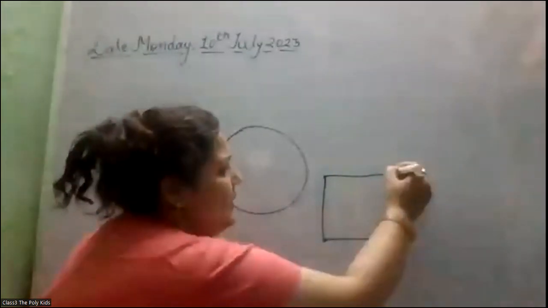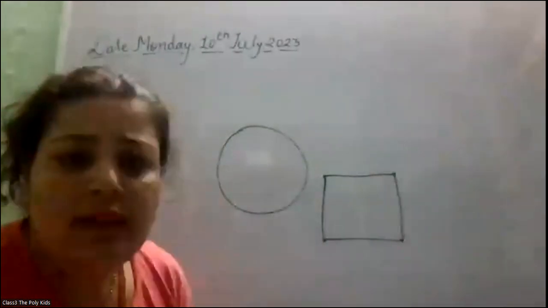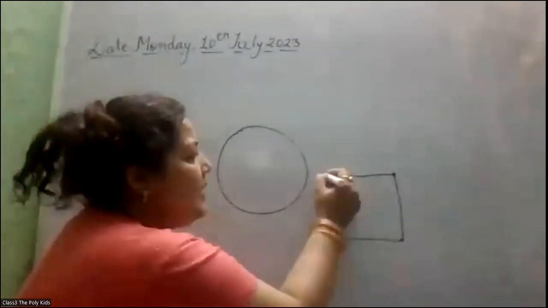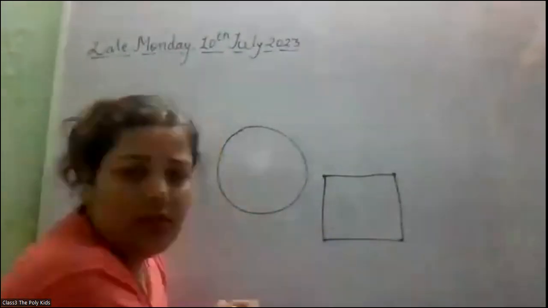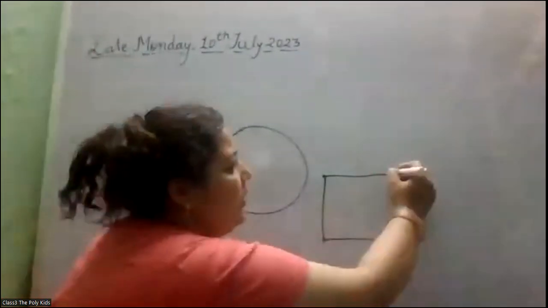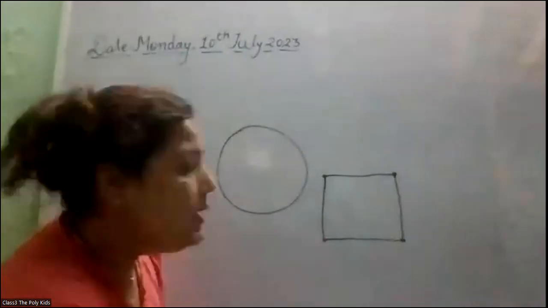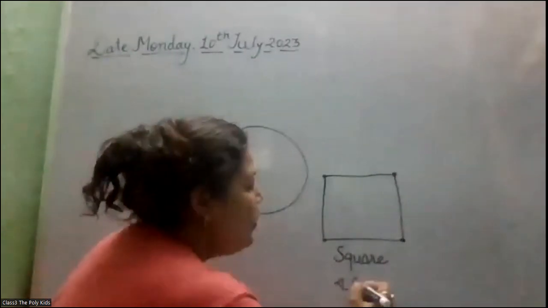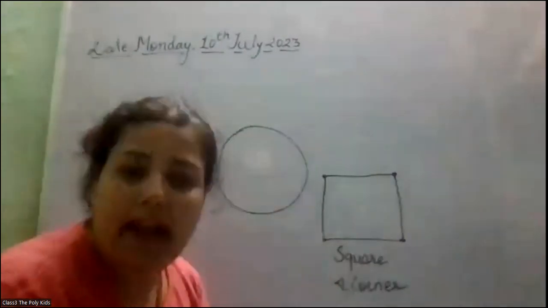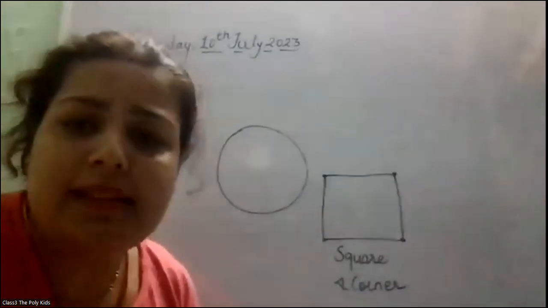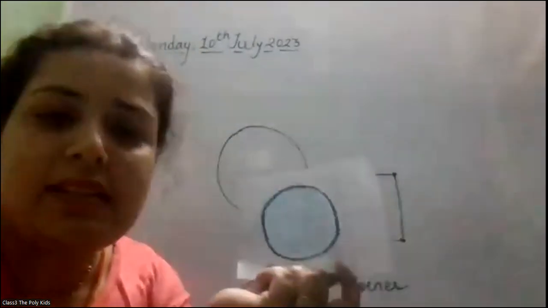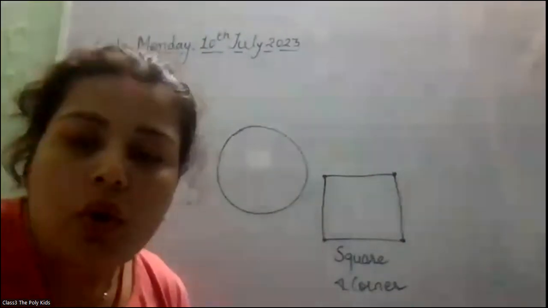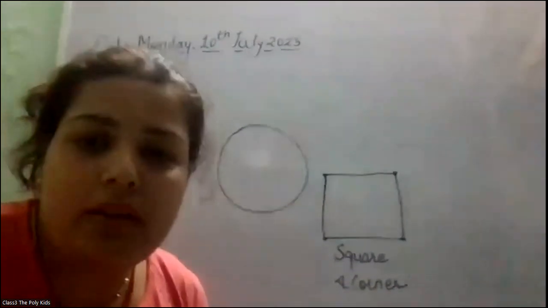So, what is this I made here? This is a square. So, this one corner, this one second corner, this one third corner, and this one four corners. A square has four corners, right? Now, can you see the circle? Does the circle have any corner or not? No, ma'am. No corner.